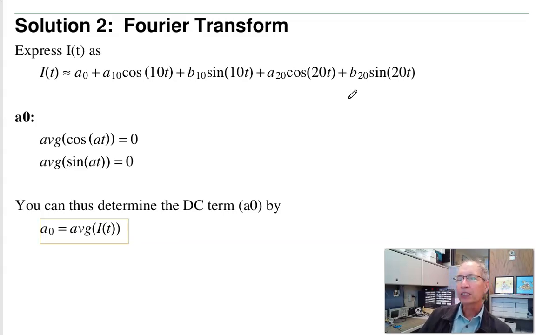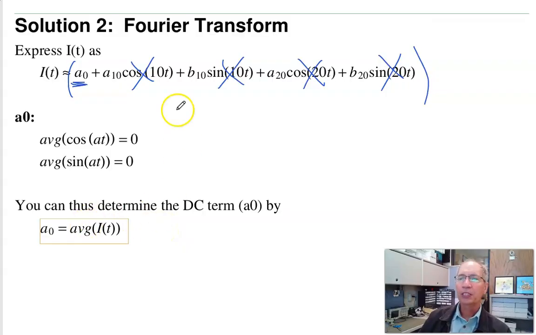What orthogonal does is I can find the terms separately. They're orthogonal, they don't interact. For example, to find the A0 term, what I'll do is I'll take this and find the average. The average of sine is 0. The average of cosine is 0. Take the average, all these terms go away. What I'm left with is A0. So A0 is just the average of I of t.